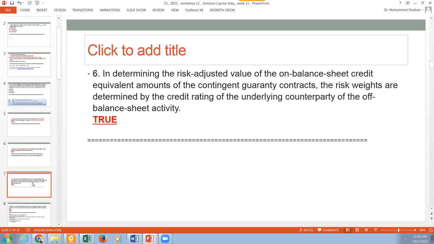Number 6, in determining the risk-adjusted value of the on-balance sheet credit equivalent amounts of the contingent guarantee contracts, the risk weights are determined by the credit rating of the underlying counterparty of the off-balance sheet activity. That is right.